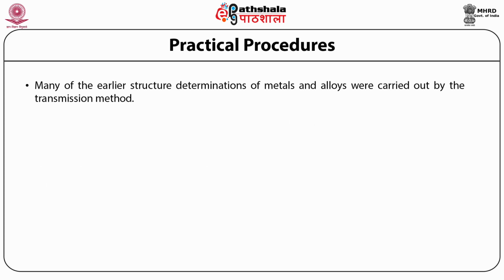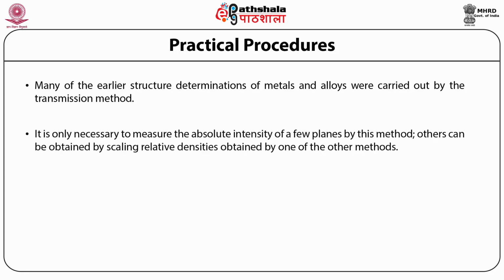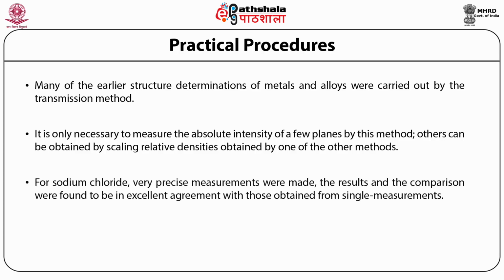Many of the earlier structure determinations of metals and alloys were carried out by the transmission method. It is only necessary to measure the absolute intensity of a few planes by this method. Others can be obtained by scaling relative intensities obtained by one of the other methods. For sodium chloride, very precise measurements were made. The results on comparison were found to be in excellent agreement with those obtained from single crystal measurements.